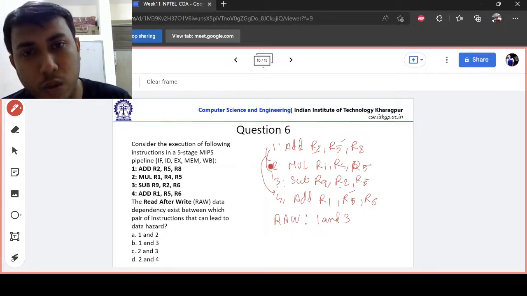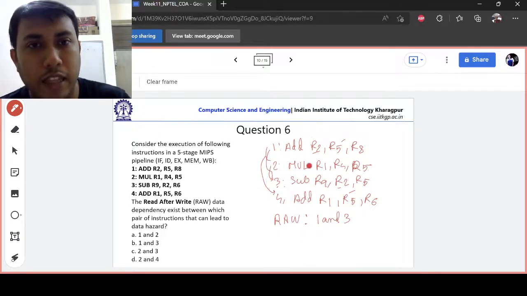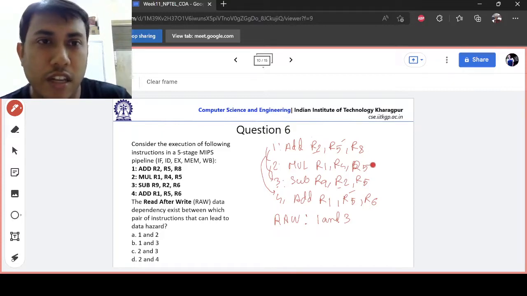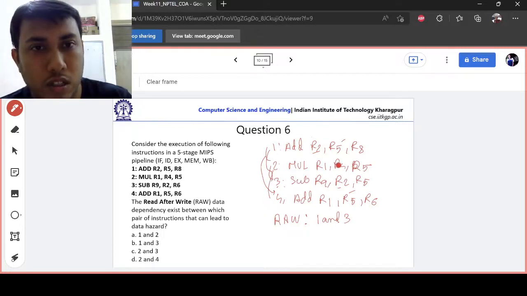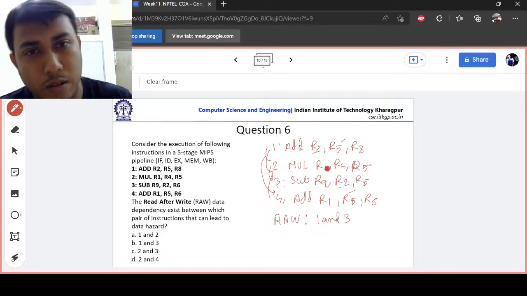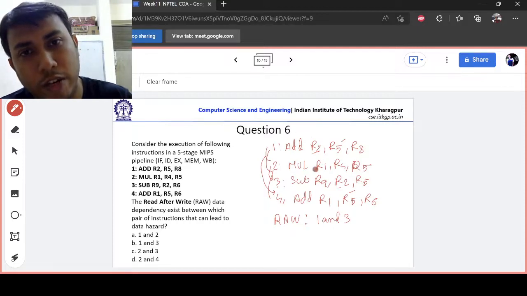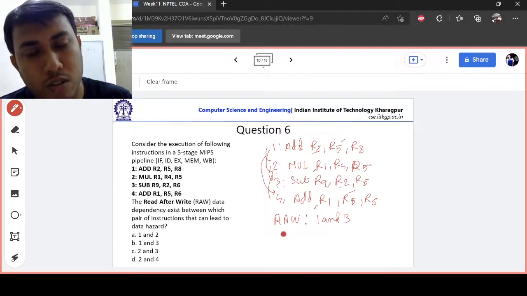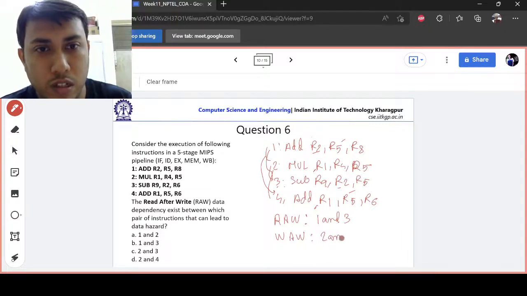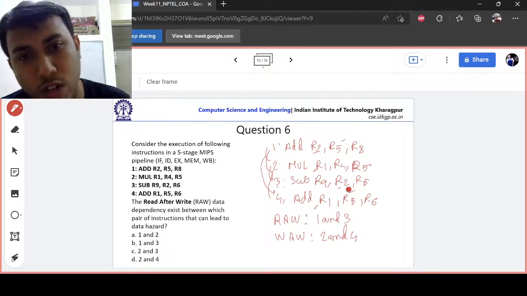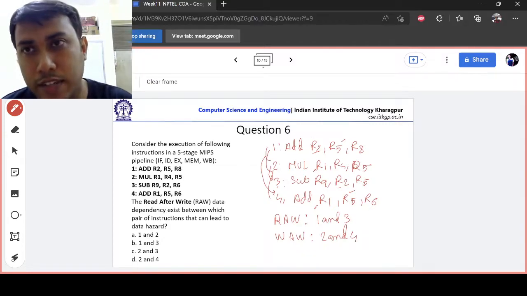Next, let's look at the pair of 2 and 3. Are there any common registers? Yes, R5, and these are also read after read. And between 2 and 4, R1, but this is also a write operation, a write on R1. So it will be a write after write between 2 and 4. And between 3 and 5, R5 is common, and that is also a read after read, which is not a hazard.